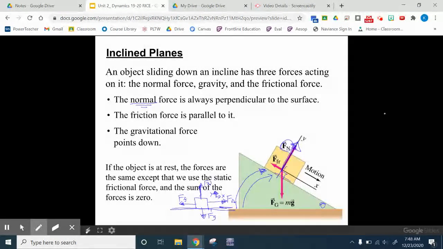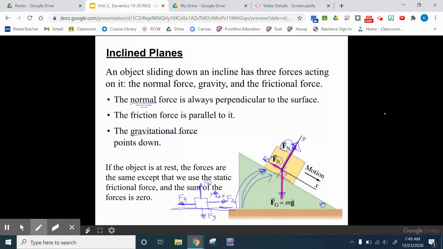The friction force was parallel to the surface, so they were both horizontal. If something slides horizontally, the friction force is horizontal. The friction force here remains parallel to the surface. So the friction force and the normal force come with us when we tilt our surface. The thing that doesn't come with us is the gravitational force. The gravitational force is still straight down. The direction of the force of gravity does not change just because we tilt our surface a bit.